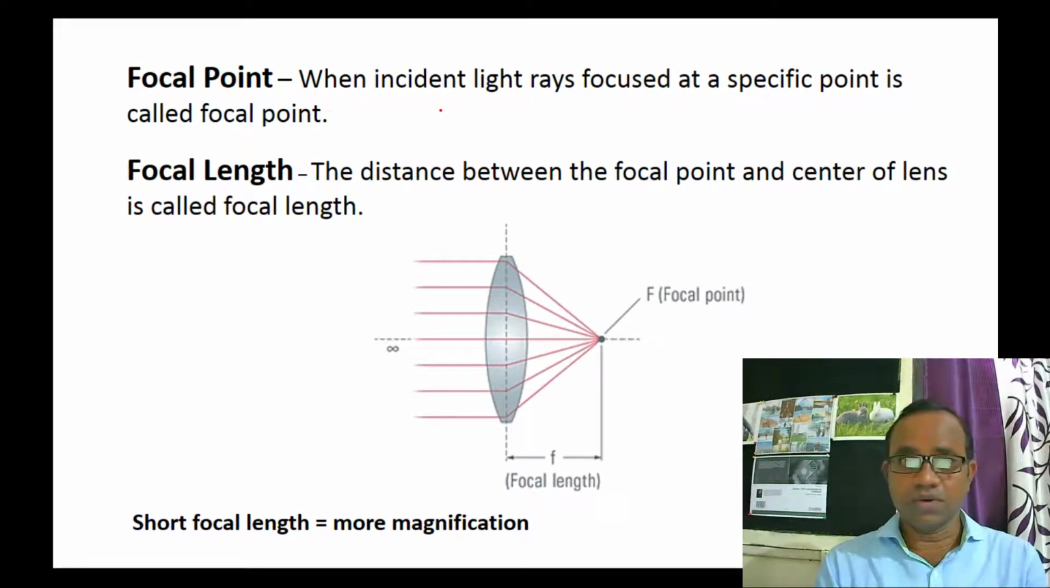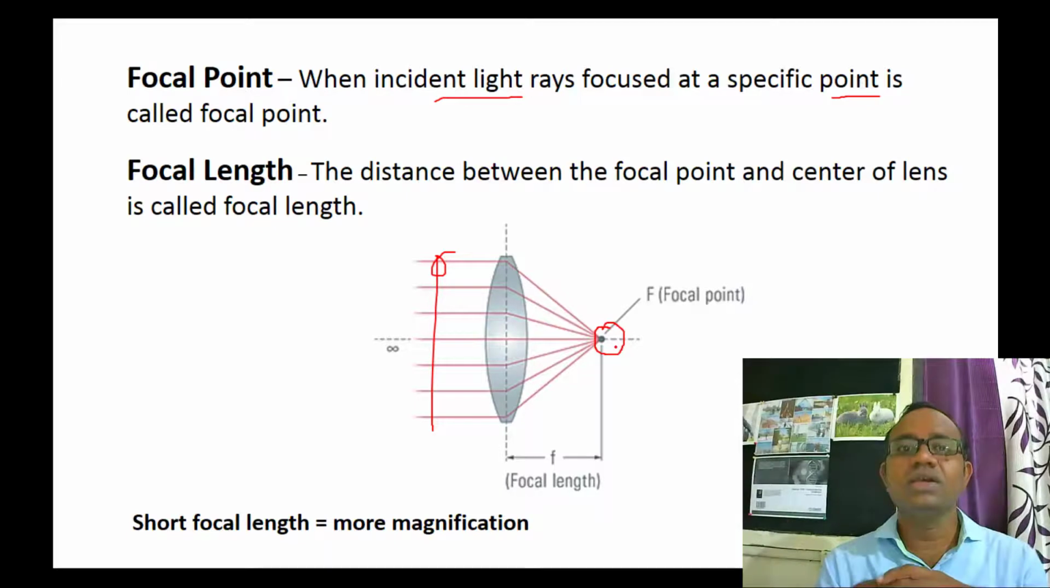Next is the focal point. What is the focal point? It is the specific point on which the light rays are falling. These are the light rays, and where will they fall? On this particular point, right? So this is called the focal point. It is the point where the light is incident, and the point where the light falls we call the focal point. The focal length is what?